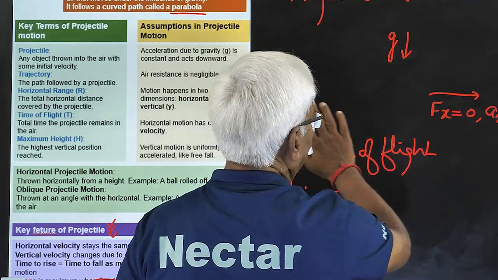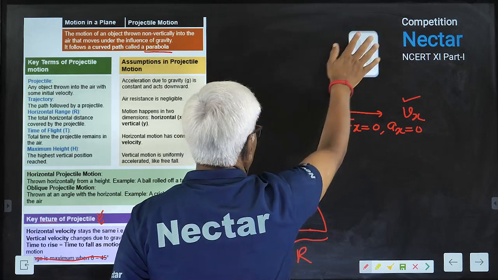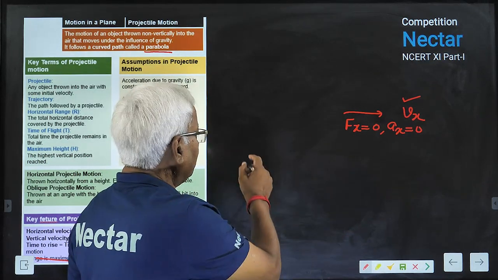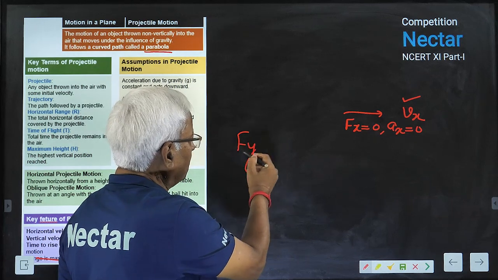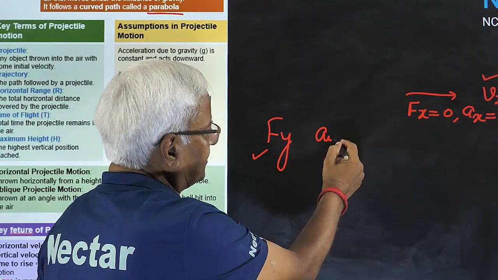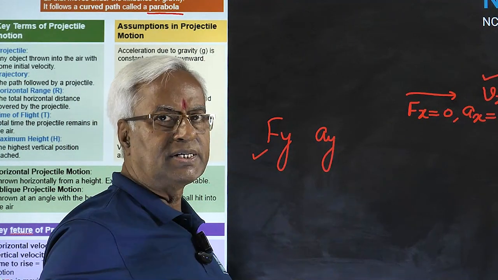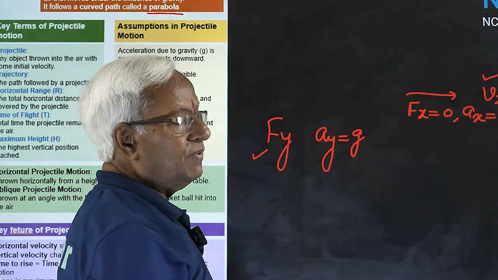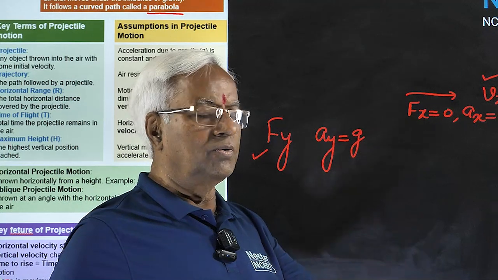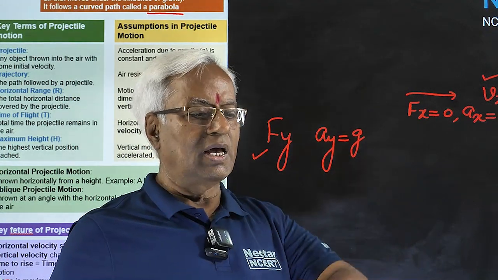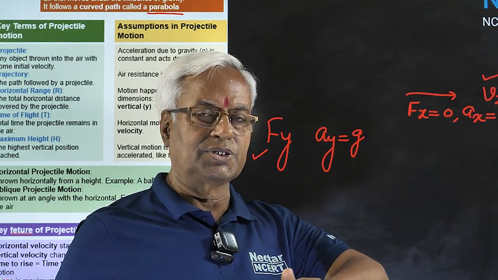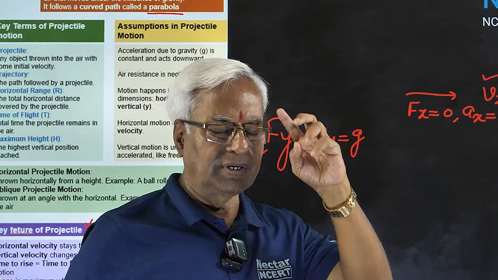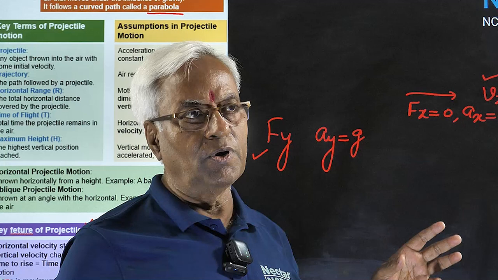Along the vertical direction, since gravity is there, you have the force, you have the acceleration along the y-axis. Y stands for the vertical axis. Acceleration is g. And when there is acceleration, velocity will go on changing. That means along the vertical axis, the velocity is variable. These two things have to be kept in mind while dealing with the problems.